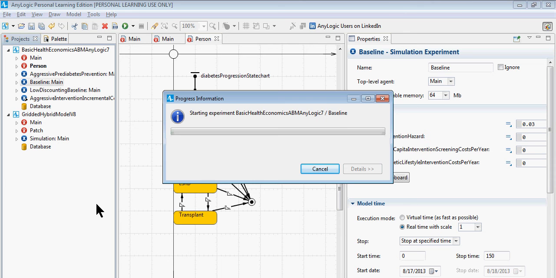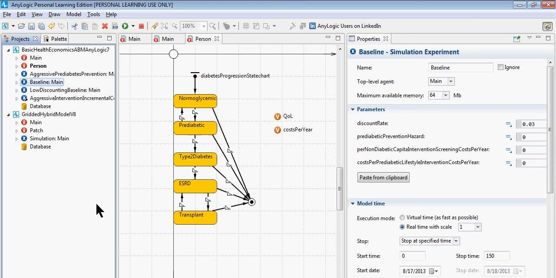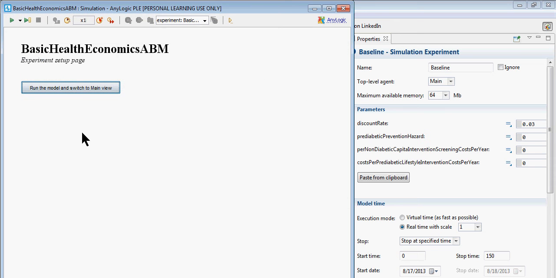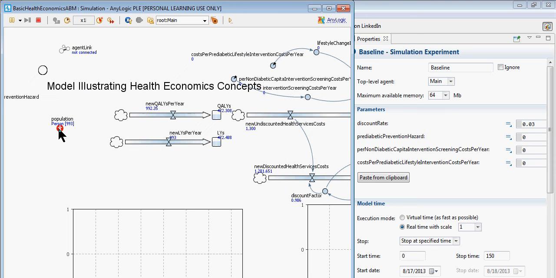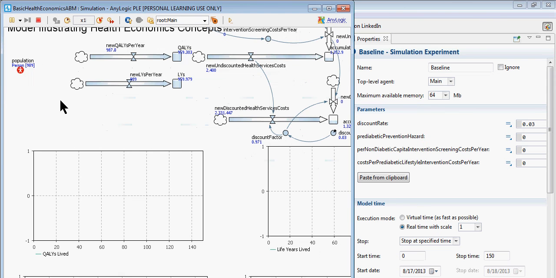For this diabetic, it's $2,000 a year. For this person, who is normal glycemic, it's $0 per year. For this person with end-stage renal disease and on dialysis, it's $50,000 a year. We're totaling that up over all the years to arrive at accumulated undiscounted costs.